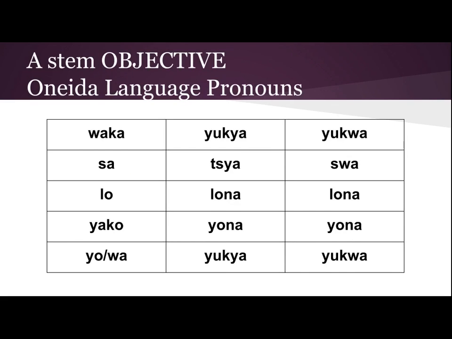Our A stem objective pronouns are as follows. The first one sounds like waga, za, lo, yago. It can either be yo or wa. We just put yo/wa. Yungya, ja, lona, yona, yungya, yungwa, swa, lona, yona, yungwa.